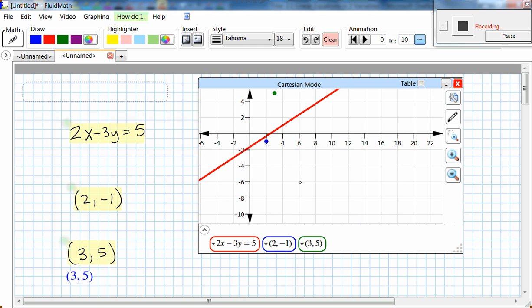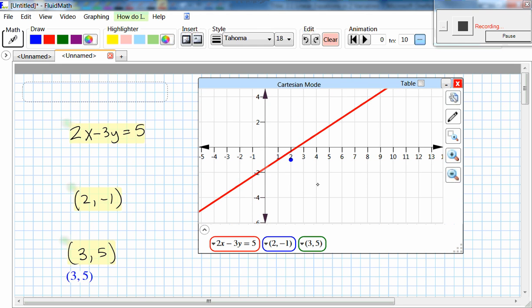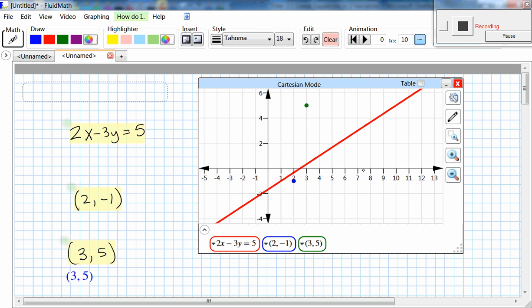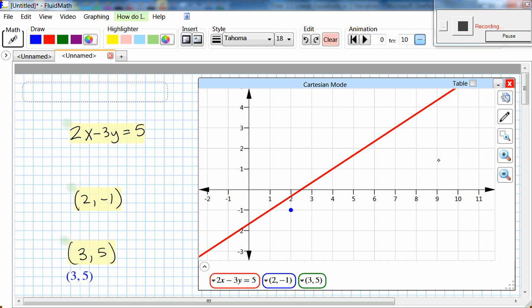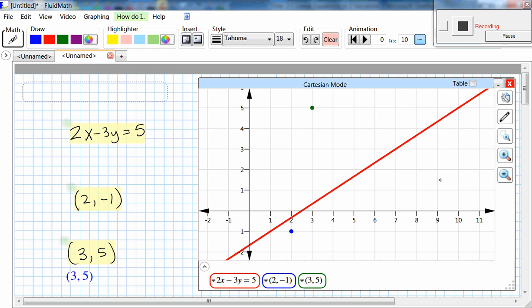All right. So let's zoom in a little bit more. There we go. Okay, here's what I want you to do. If you're sitting in an even numbered seat, I would like you to find the equation of a line that is parallel to our red line and goes through the green dot. All right? If you're sitting in an even numbered seat, I'd like you to find the equation of a line that is parallel to the red line and goes through the green dot.